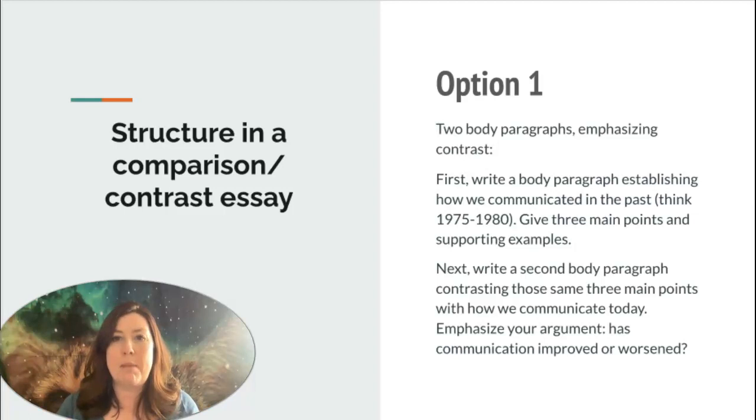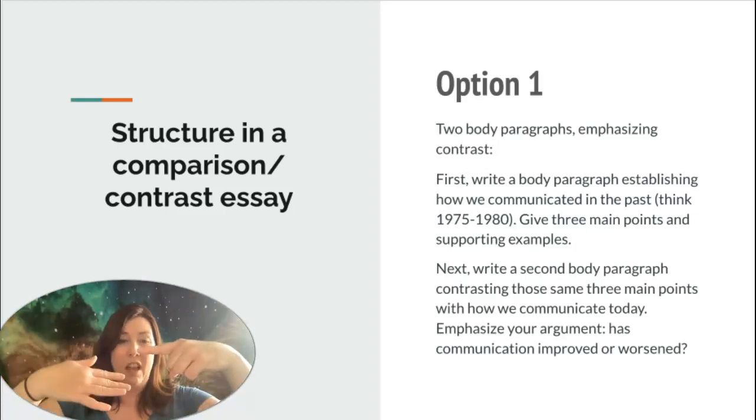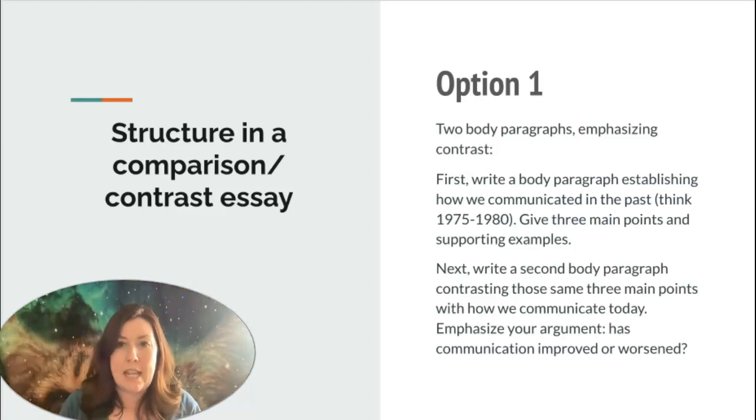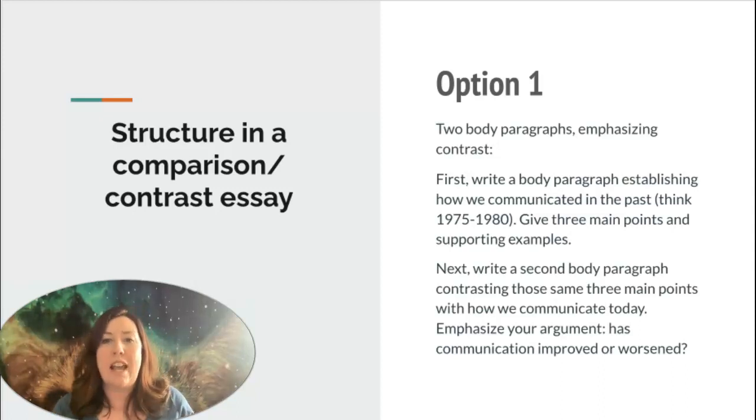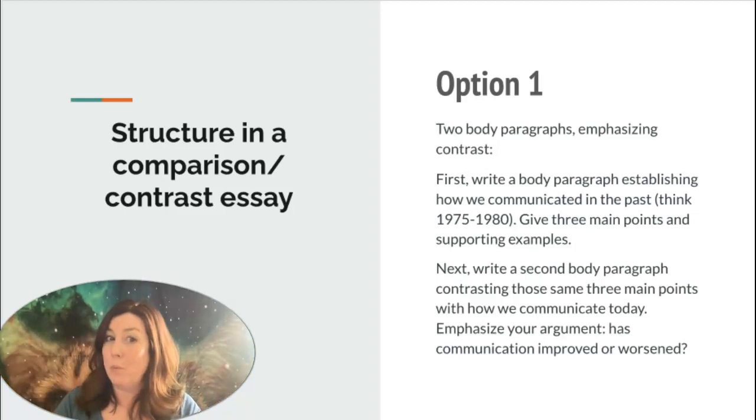So first, write one body paragraph establishing how we communicated in the past. Give 3 points and supporting examples. So we did this, we did that, we did this other thing, examples for each. Second body paragraph, contrast those same 3 main points. So let's say in point A, you talked about how face-to-face communication was in the 1980s. That's the first main point in the second body paragraph too. How is face-to-face communication now that we are in the 2020s? So use those same 3 main points, but looking at it from a modern point of view. Emphasize whether things have improved or worsened. Let me see those transitional expressions. Whereas in 1980 we did this, today we do this.